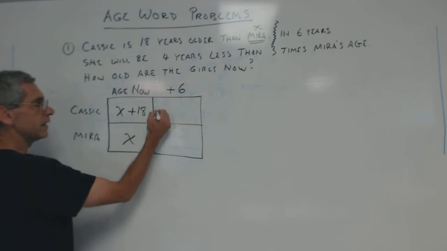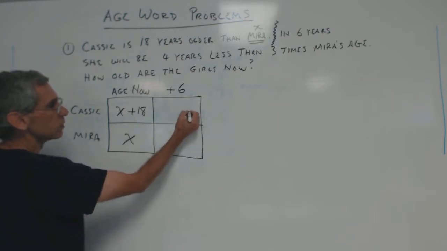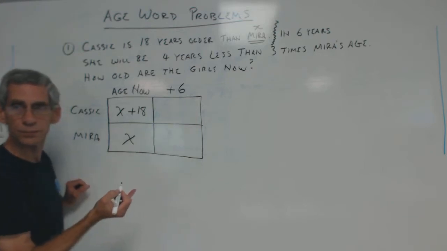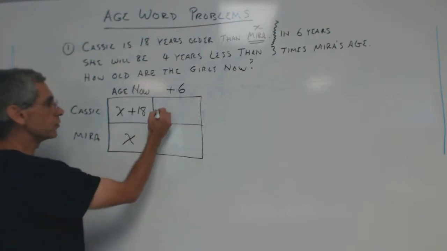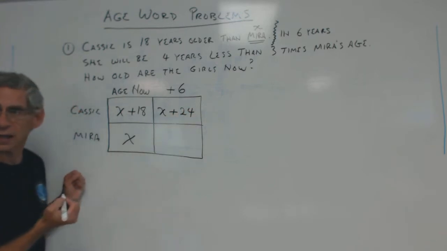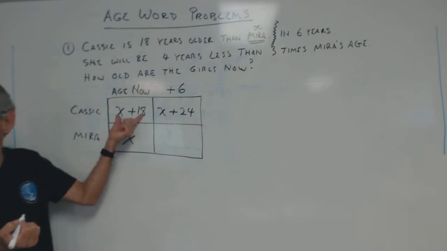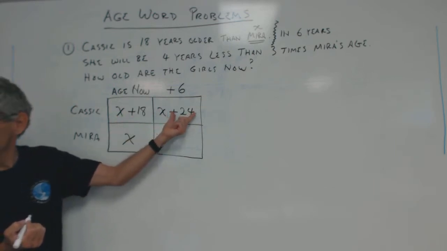So what is 18? I could write x plus 18 plus 6. But what's 18 plus 6? 24. So I could write x plus 24, right? And that makes sense. In 6 years, Cassie's going to be 6 more than this, right? So it's x plus 24.